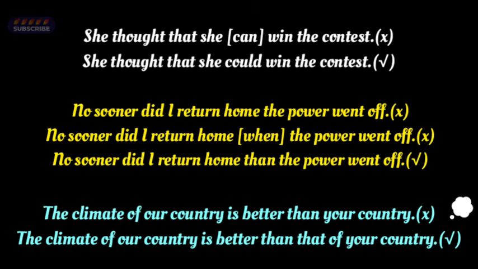Finally, the climate of our country is better than your country. This is a very common mistake. If we examine this sentence closely, we understand that the climate of our country has been compared to your country as a whole. In fact, the climate of one country should be compared only with the climate of another country. And so, here the correction is, the climate of our country is better than the climate or better than that of your country.